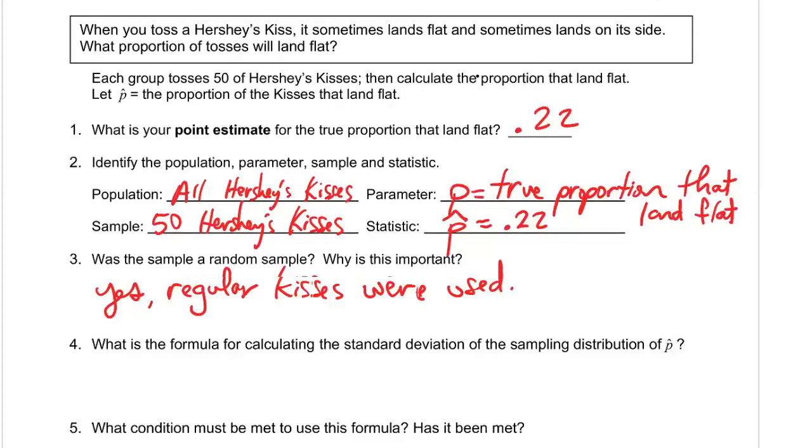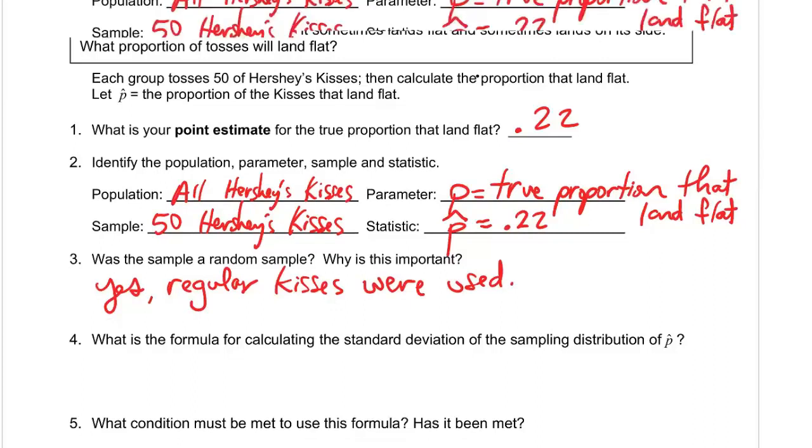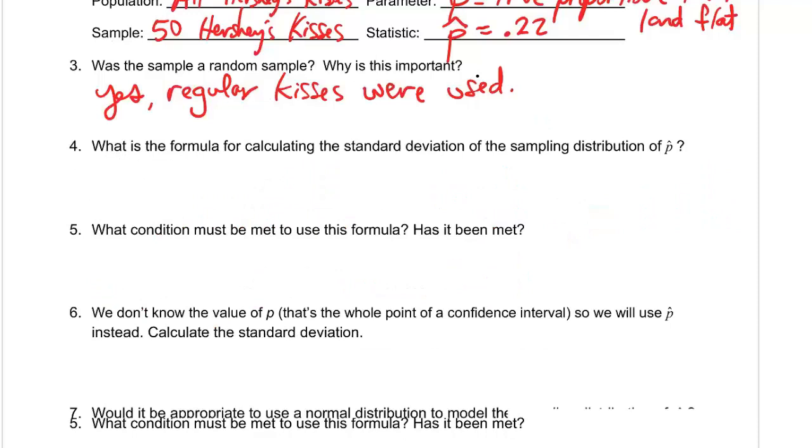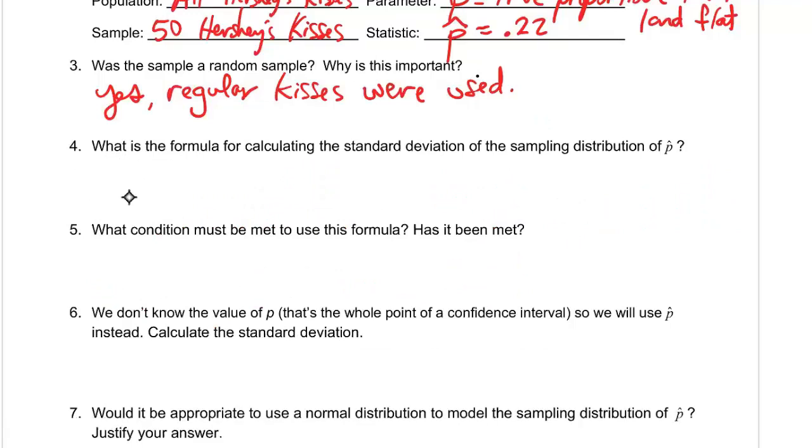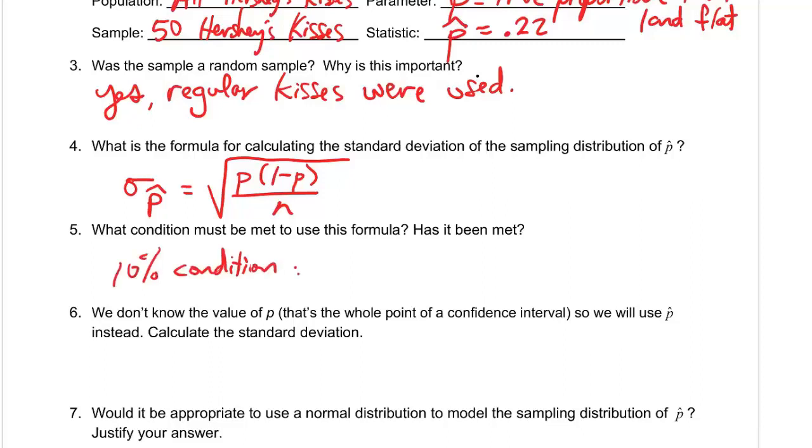What is the formula for calculating the standard deviation of the sampling distribution of p hat? Well, that's a mouthful, but it's appeared in many of our videos. The standard deviation of p hat is the square root of p, 1 minus p over n, the sample size. What condition must be met to use this formula, and has it been met? That's the 10% condition. And what that means is I didn't sample more than 10% of all the kisses that are out there in the world. So 50 is less than 1/10 of all kisses.